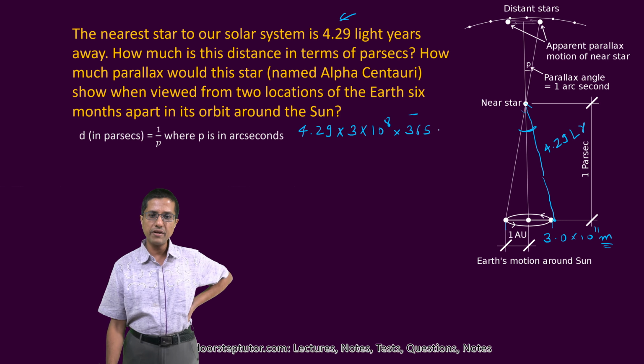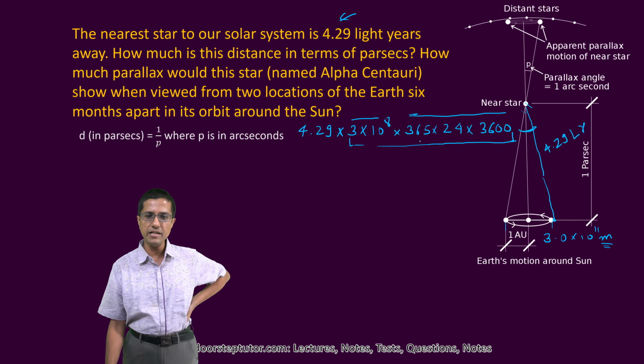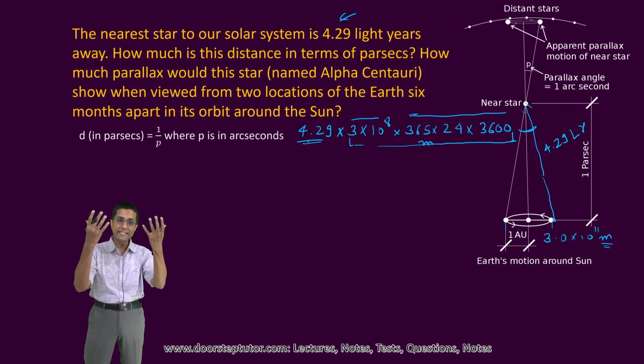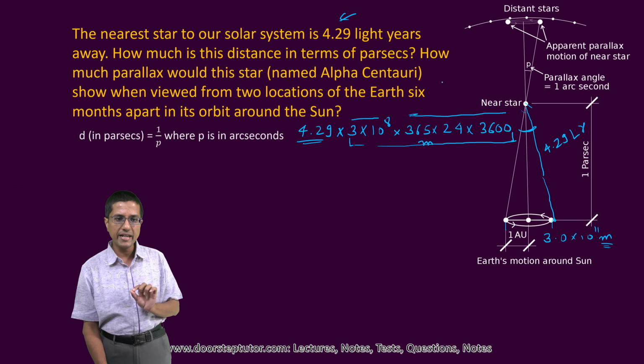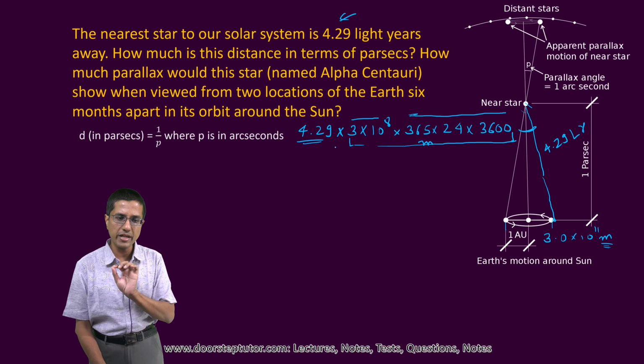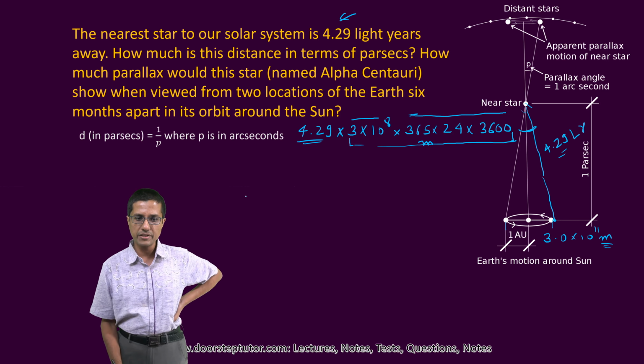So this is 365 days. Each day has 24 hours and each hour has 3600 seconds. So this is our time in seconds. This is the speed of light in meters per second. So this entire thing is the distance covered by light in 1 year, and this has been given in meters. Okay, and we multiply it with 4.29, so we get the distance of this particular star, which happens to be Alpha Centauri. This will get the distance in meters of Alpha Centauri. So we have converted this to meters.